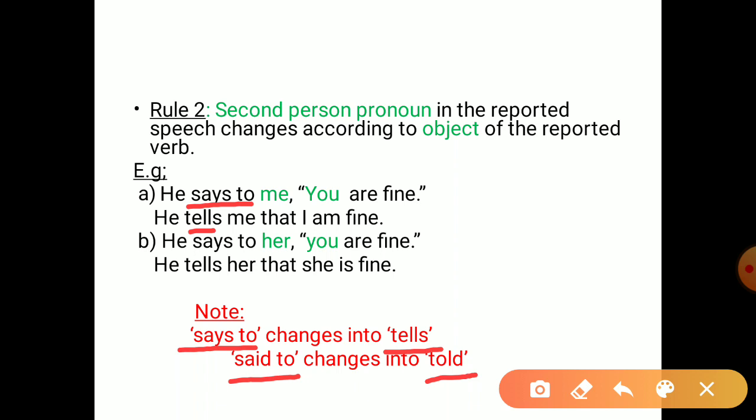And in the second sentence, he says to her, you are fine. So we again have the second person pronoun you. It changed according to the object.